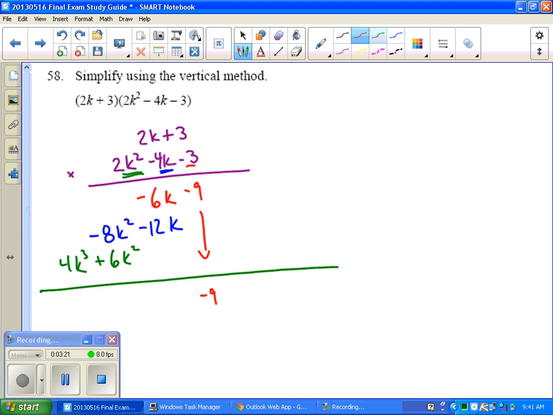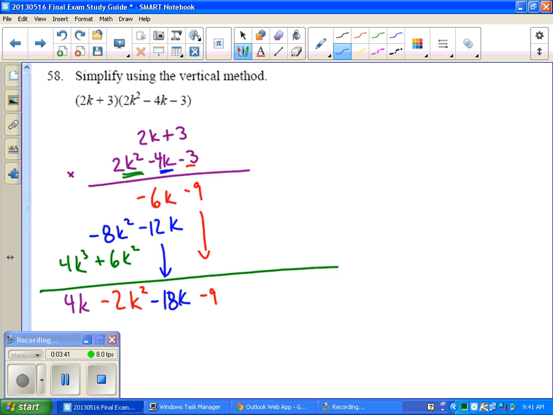You can combine negative 6k and negative 12k, and you get negative 18k. Otherwise, it comes down, negative 18k. You can combine negative 8k squared and 6k squared, and you get negative 2k squared. And then bring down the other thing that doesn't have to combine with anything, 4k to the third.